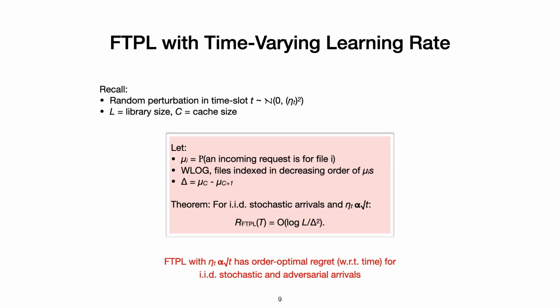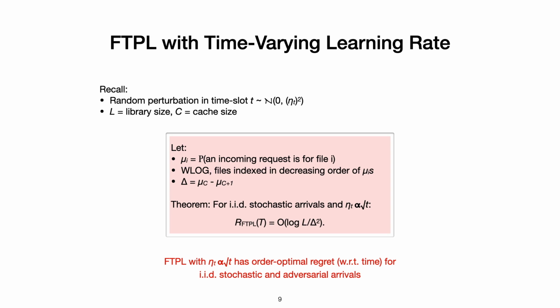Our next result characterizes the performance of FTPL with a time-varying learning rate, that is FTPL with eta t proportional to square root of small t. We show that for this learning rate, the regret of FTPL for IID arrivals is a constant independent of capital T. We thus conclude that FTPL with eta t proportional to square root of small t is order optimal under IID arrivals. Since FTPL with eta t proportional to square root of small t is also order optimal for adversarial arrivals, we have a policy that is simultaneously optimal with respect to time for both arrival models.